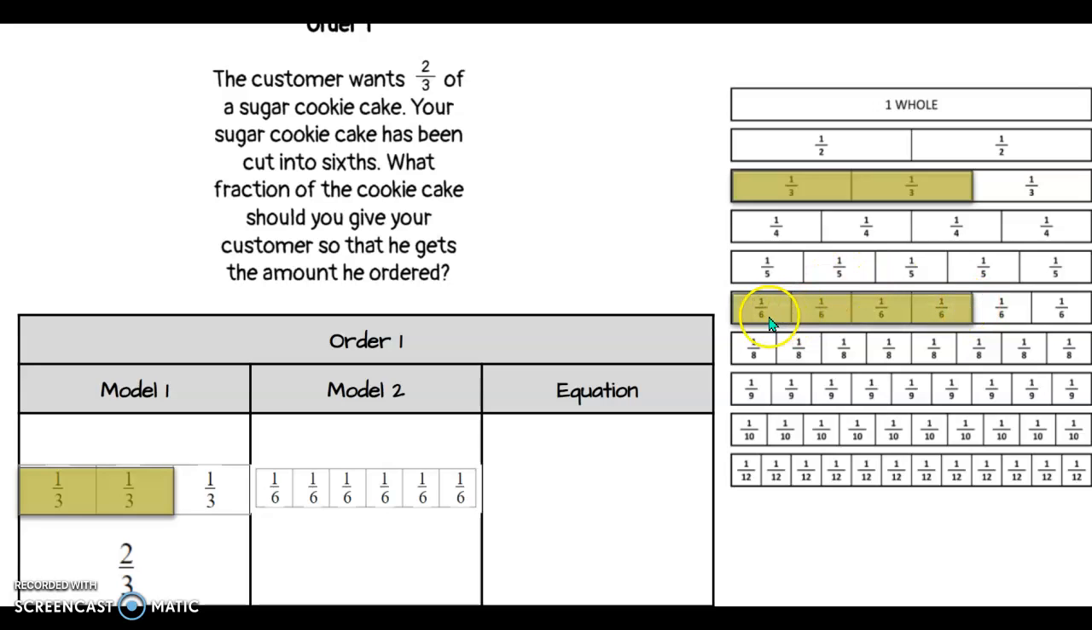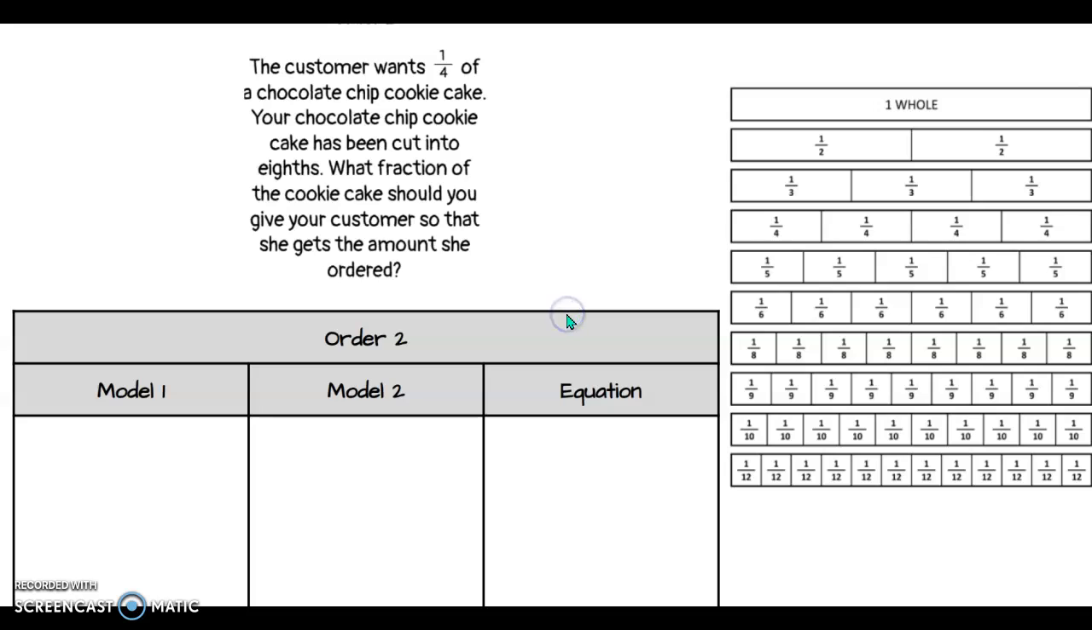And I'm able to see that it's 1/6, 2/6, 3/6, 4/6. So over here, I'm going to go ahead and color in 4/6, and I'm going to label my picture. So that means for my equation that 2/3 is equal to 4/6. But it also could be said that 4/6 is equal to 2/3. Make sure you have all of this done for order number 1, and then let's get ready for order number 2.